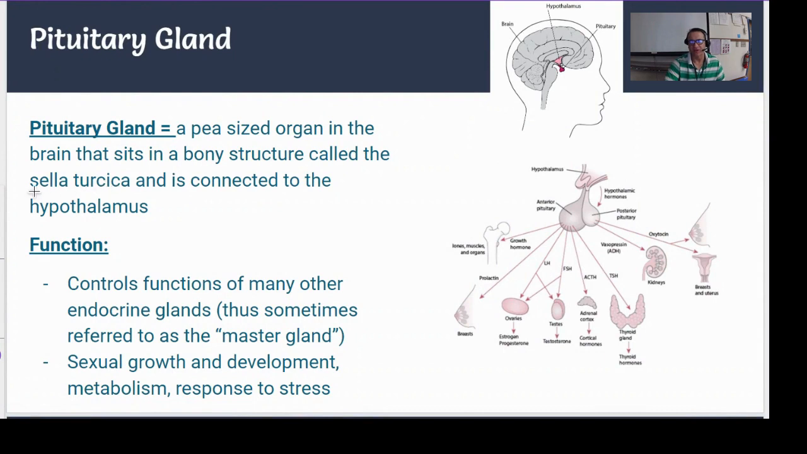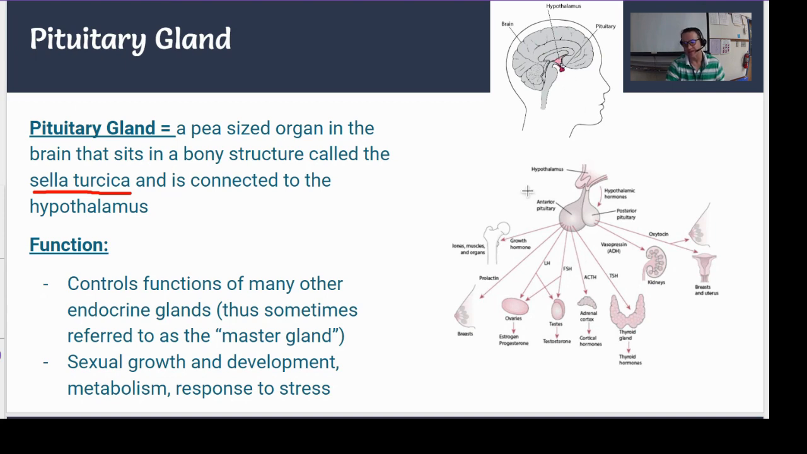And now the pituitary gland, that's a pea-sized gland or organ in the brain that sits in a bony structure called the sella turcica. You will not need to know that for this unit, but next semester in the skeletal system, you'll need to know that the sella turcica is this little bony structure that allows the pituitary gland to sit in it. And it's connected to the hypothalamus. That's controlled by the hypothalamus.